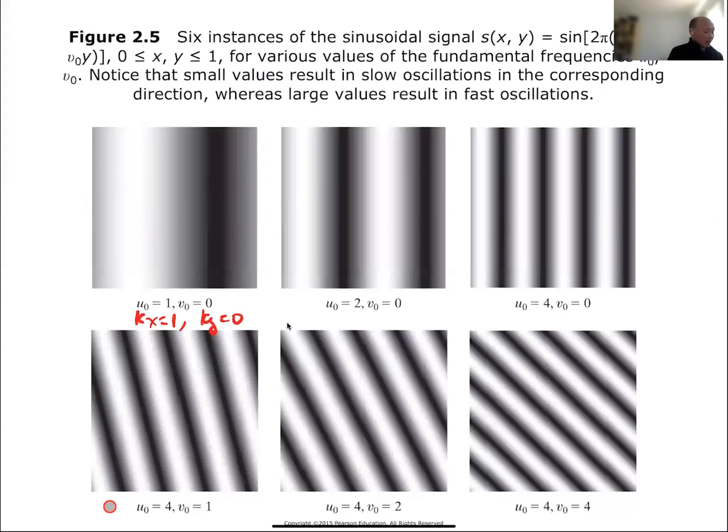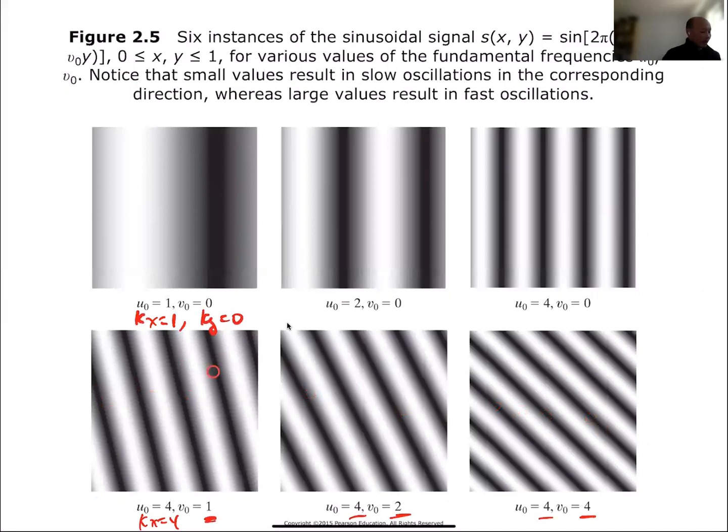Now down here, we're keeping Kx equal to four, so that's the same across all of these, and we're just varying Ky from one to two to four. If you look at the peaks across here, that spacing is the same as the spacing of the peaks or valleys in the x direction. Because Kx has stayed constant, we're keeping that spacing the same.